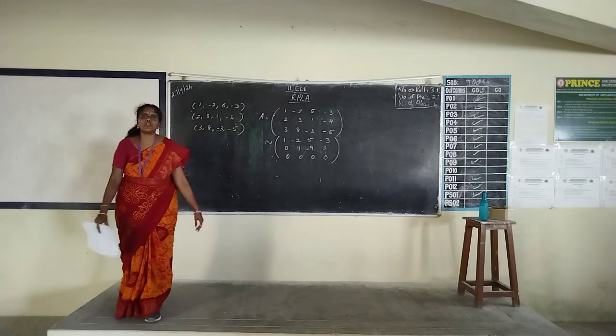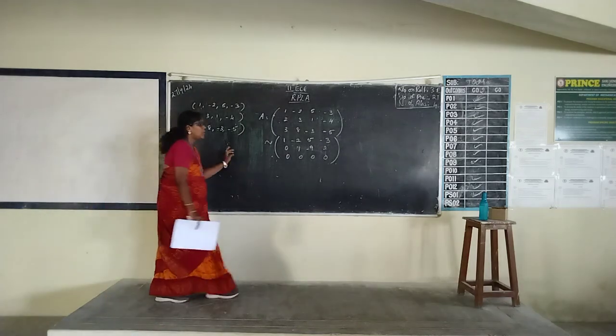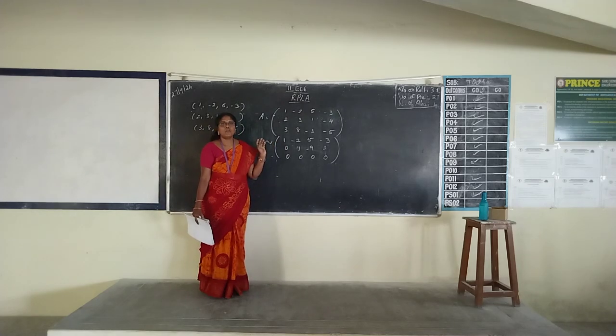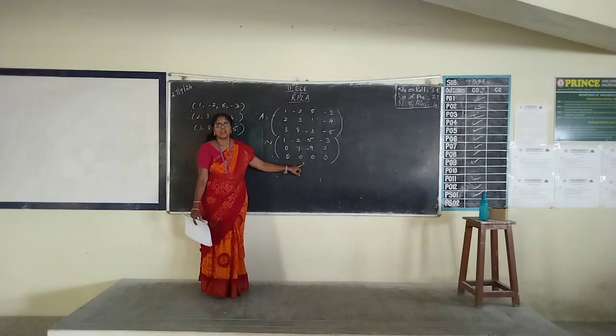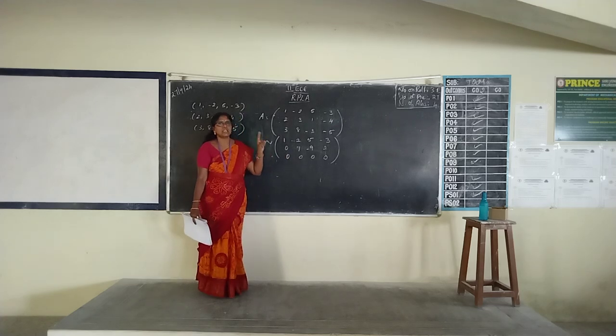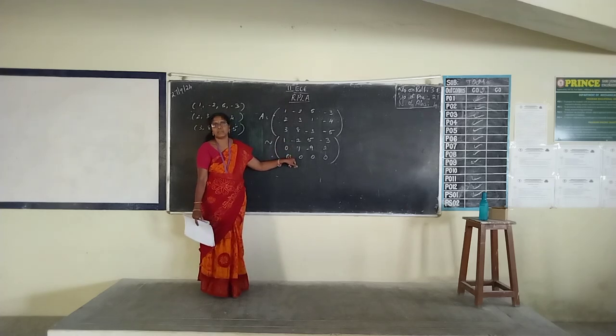So how many non-zero rows are there? 2. These 2 are non-zero rows. What is the meaning of a zero row? All the elements should be 0. Even if one element is non-zero, that is a non-zero row. So how many rows? 2 rows. So these 2 will become the set of elements for our basis.